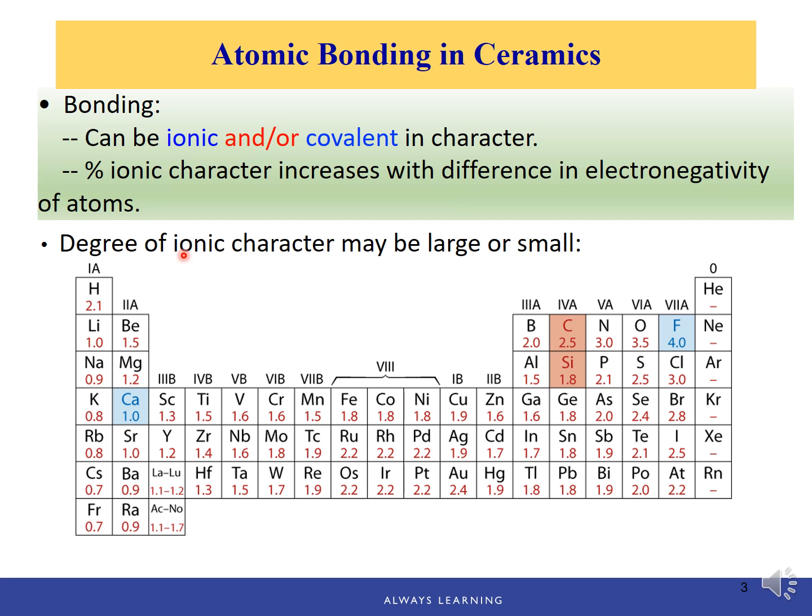So here are a couple of examples for the degree of ionic character in different materials. In calcium fluoride, it has more ionic character than covalent character. But silicon carbide has smaller ionic character, which means it looks more like covalent.